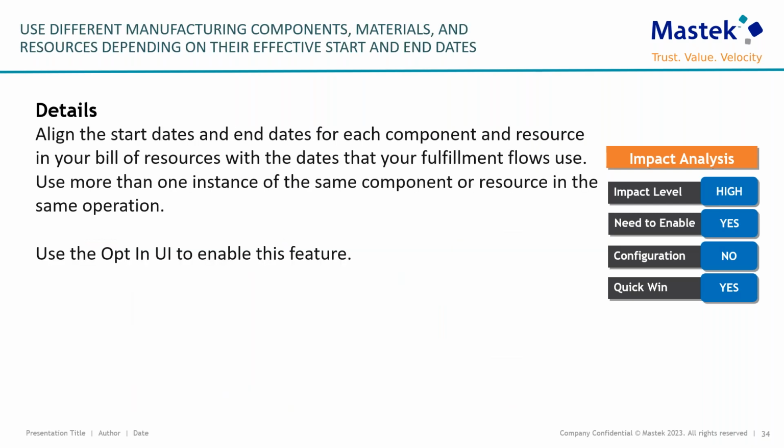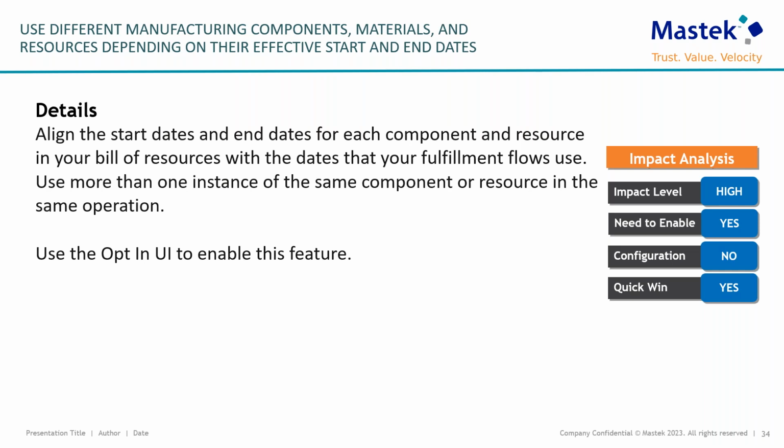Moving further, the next update is use different manufacturing components, materials, and resources depending on their effective start and end dates. So the way that you manufacture an item might involve overtime depending on the season, varying material properties, new regulations, design improvements, expected downtime, or other planned changes.